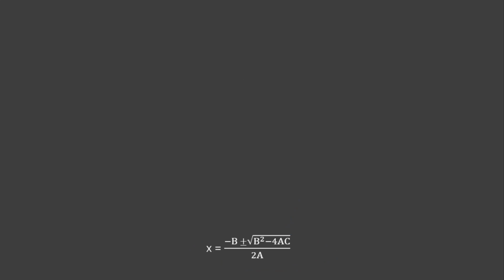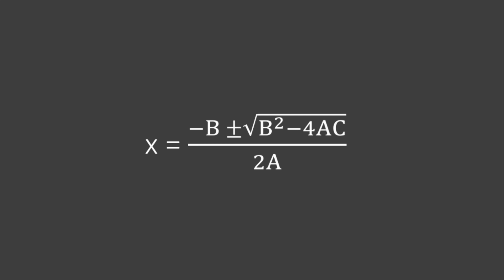Know it, remember it, love it. x equals negative b plus or minus the square root of b squared minus 4ac all over 2a. It rolls off the tongue beautifully. This is the quadratic formula.